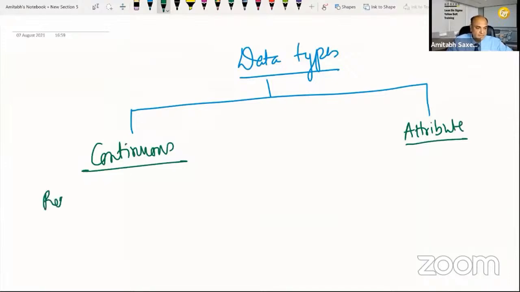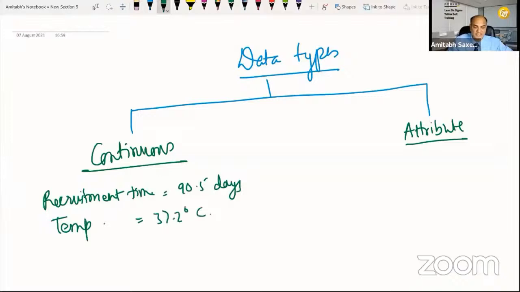Okay, some people said recruitment cycle time. Recruitment time, 90.5 days. Okay. Temperature. Some people said temperature. Yes, 37.2 degrees Celsius. So you can see all of them, they have got a unit and there is a possibility of a decimal point. That means these numbers can be expressed on a number line. Number line takes the values between minus infinity to plus infinity. Any number, 90.5369, is also possible on that continuous data. That is why it is known as continuous scale.